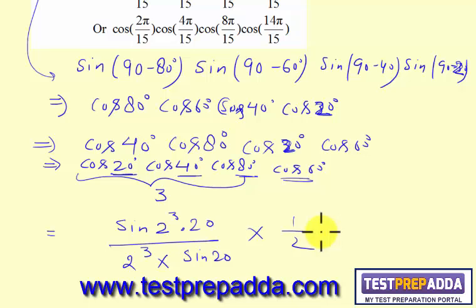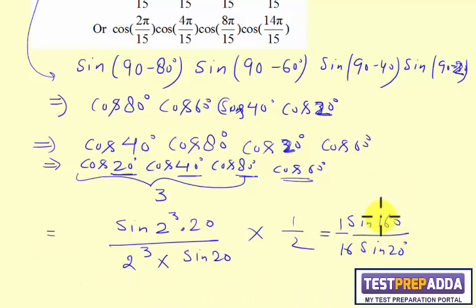So finally it becomes sin 160 degree upon sin 20 degree into 1 by 16. And sin 160 is sin 180 minus 20, that is sin 20, and that is why they will get cancelled. At the end, the answer will be 1 by 16.